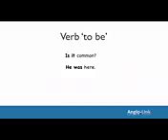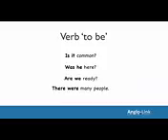Let's look at another one. He was here. Put was before he. Was he here? We're ready. Are goes before we. Are we ready? And the last example, there were many people. Were there many people?